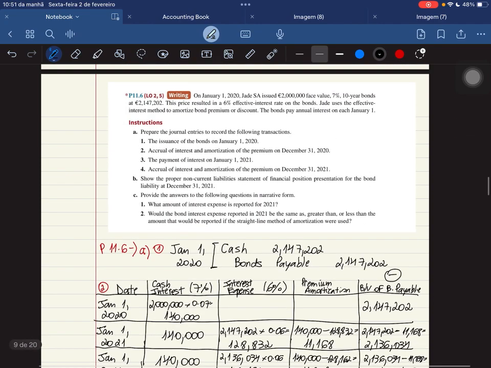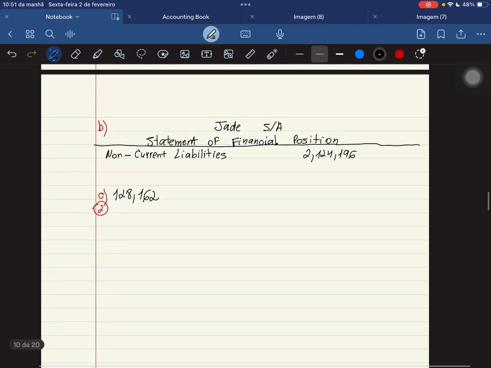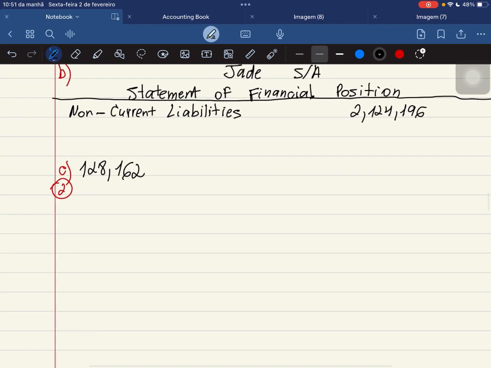Two. Would the bond interest expense reported in 2021 be the same, greater than, or less than the amount that would be reported if the straight line method of amortization were used? Okay, so they want us to use the straight line method, right? Well, for the straight line method, don't write it like me, okay? Write the full name, please.